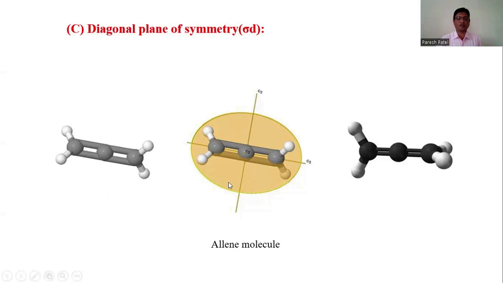This is the allene molecule. In case of the allene molecule, this one is the main principal axis. This is C2. This is also C2. And if we imagine a plane just like this one, which bisects the main principal axis and C2 in such a way that half of the molecule is the mirror image of the other part of the molecule, then this type of plane of symmetry is recognized as a diagonal plane of symmetry.